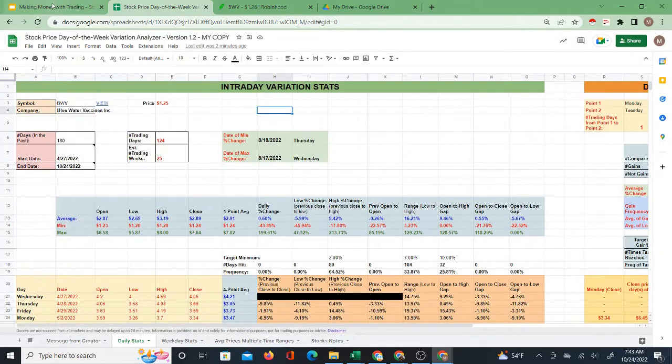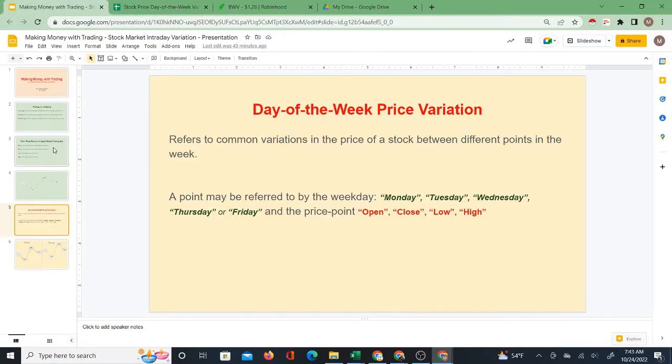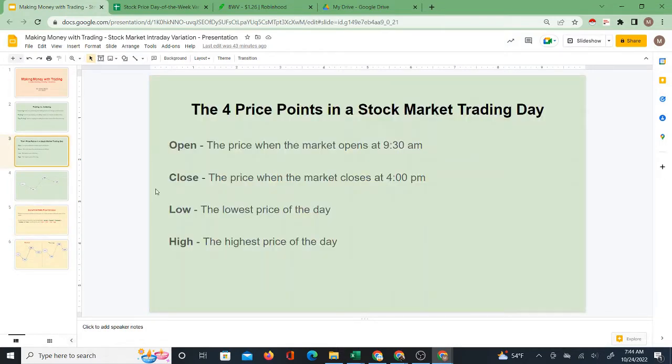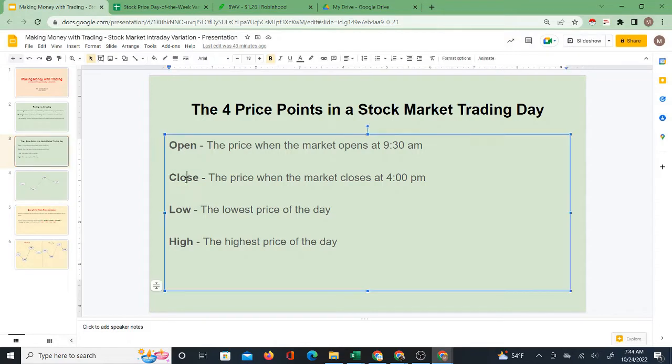And basically what I want to do first of all is just recap something I covered in another video very quickly, which is intraday variation. First of all, for those who are more on the beginner side, the 4 price points in a stock market trading day: the open is the price when the market actually opens at 9:30 a.m. The close is the price when the market closes at 4 o'clock p.m. The low is the lowest price that it hit for that day. And the high is the highest price that it rose to for that day. Okay, so it's the highest, the lowest.